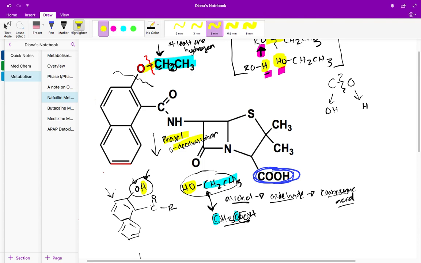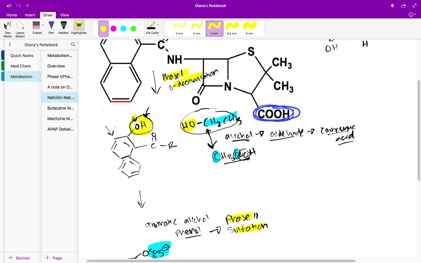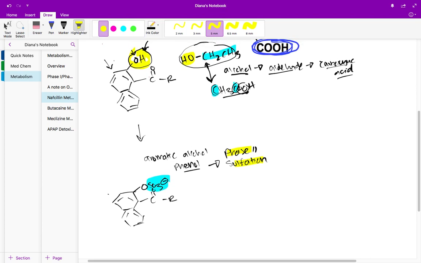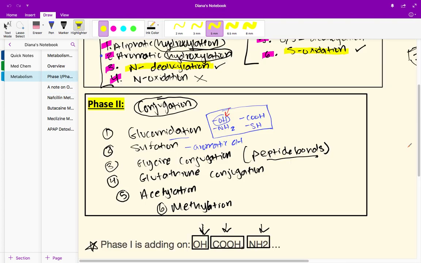The phase 1 O dealkylation provided us with this aromatic alcohol. With aromatic alcohols or phenols, one phase 2 reaction that you should automatically think of is sulfation. And then we added on to our list that sulfation occurs when you have an aromatic OH, then you could have a phase 2 sulfation reaction.